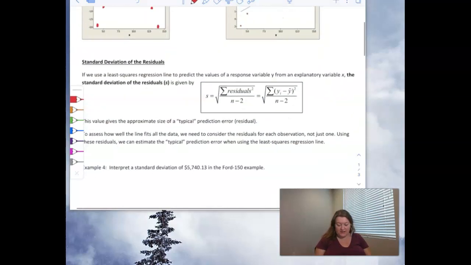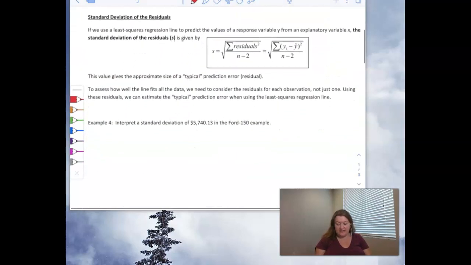All right, another thing that we can find is the standard deviation of the residuals. Okay, so what does this mean? If I take a look at the formula here, we are doing the residual squared. So that's every y minus the y hat, where the line is above or below. Then we square it to make everything positive. And then we divide it by n minus 2 and take the square root.